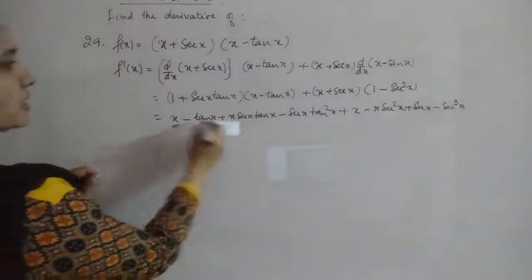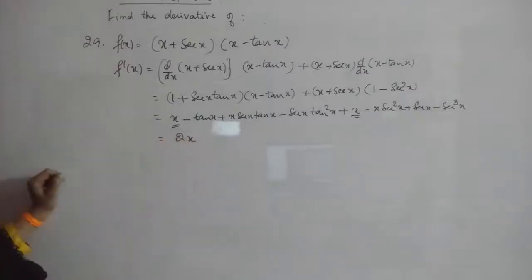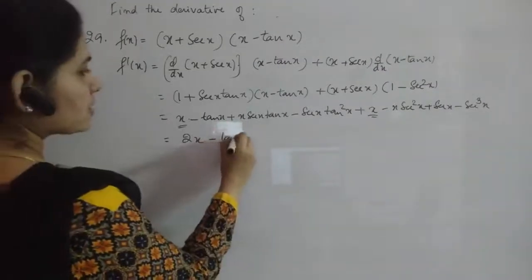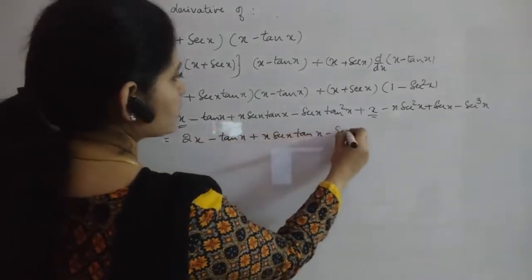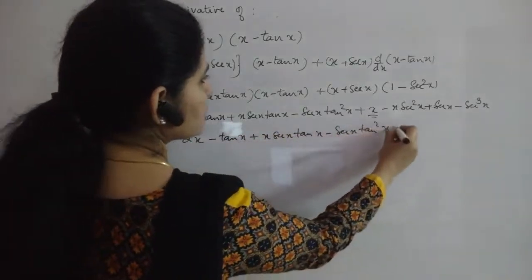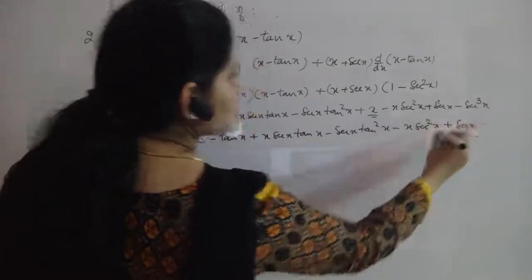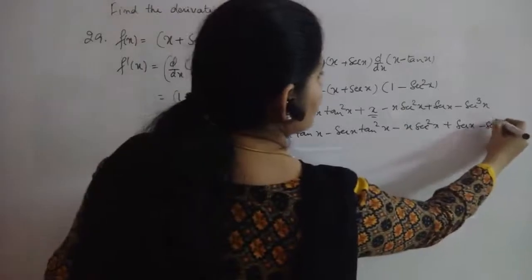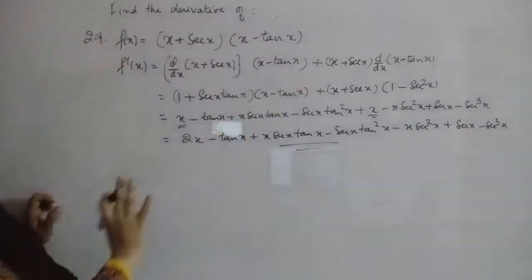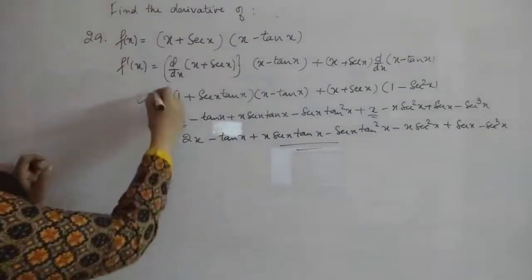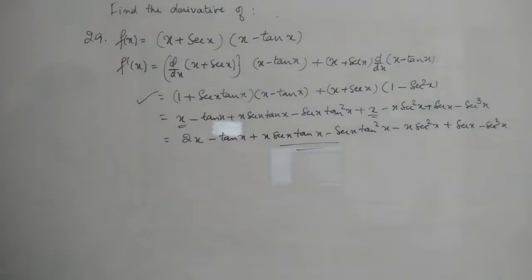So you can just combine this x and this x, that will give you 2x, become 2x minus tan x plus x sec x tan x minus sec x tan square x minus x sec square x plus sec x minus sec cube x. So it doesn't have any use here, only this part has been changed. Okay, so till this it is very important, remaining is not so compulsory.